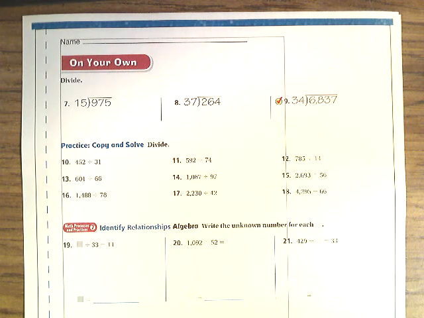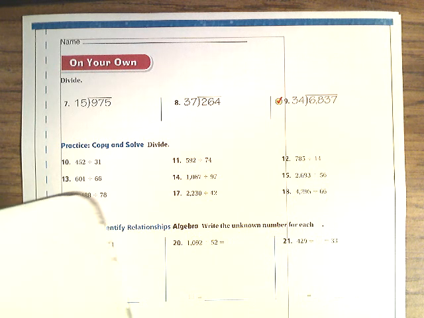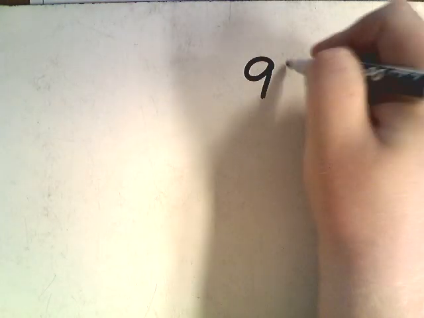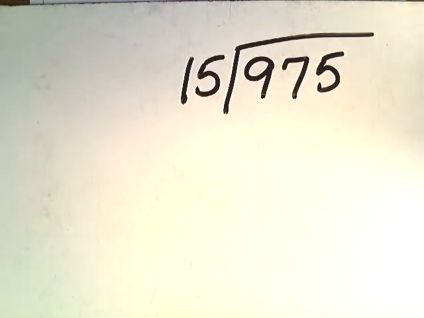7 and 9 together. And I'm going to pull my whiteboard out for this because there is not enough room to write on this paper. It is tiny, okay? We're going to start with 7. So we have 975 divided by 15. So let me get my marker here. 975 divided by 15, okay?